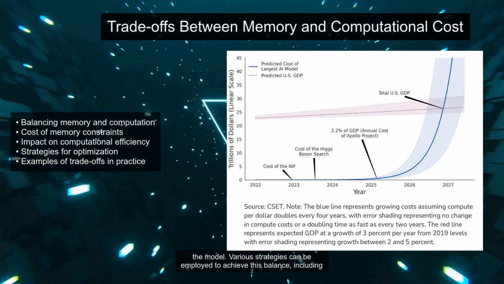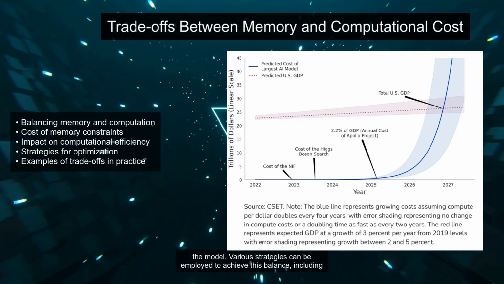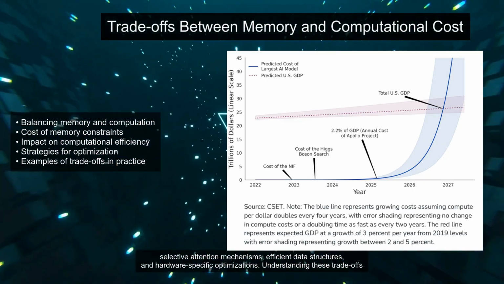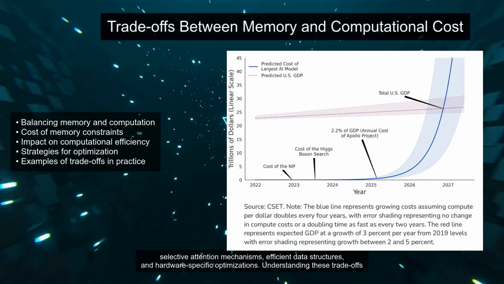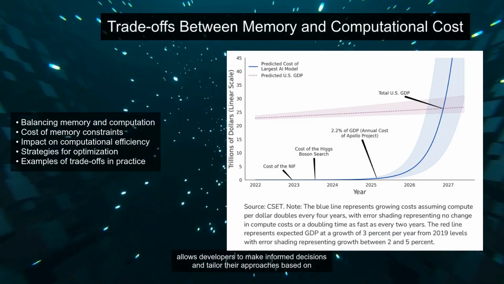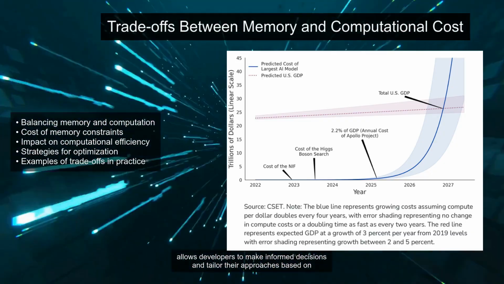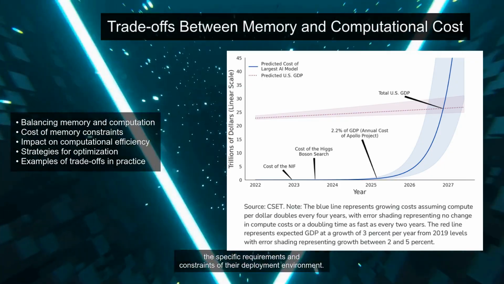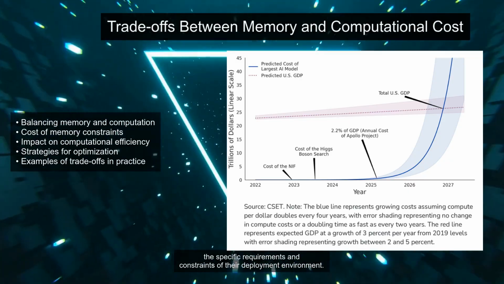speed of the model. Various strategies can be employed to achieve this balance, including selective attention mechanisms, efficient data structures, and hardware-specific optimizations. Understanding these trade-offs allows developers to make informed decisions and tailor their approaches based on the specific requirements and constraints of their deployment environment.